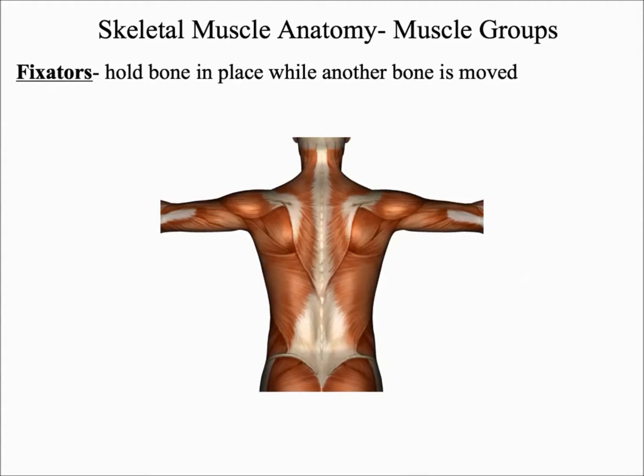And the last muscle group are called fixators. Fixators are a group of muscles that hold bone in place while other bones are being moved. Some examples of fixators are muscles of the back which help keep the scapula in place.